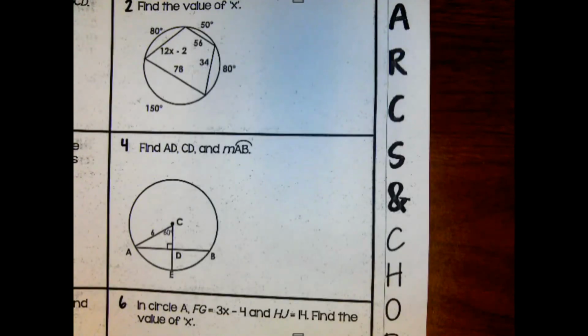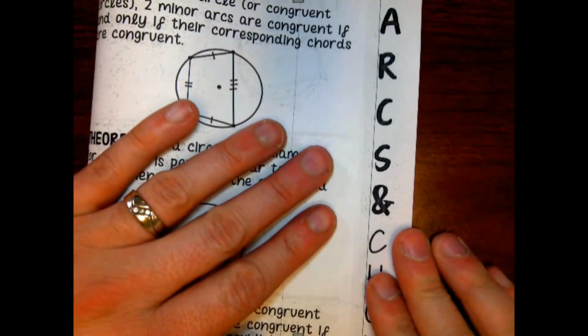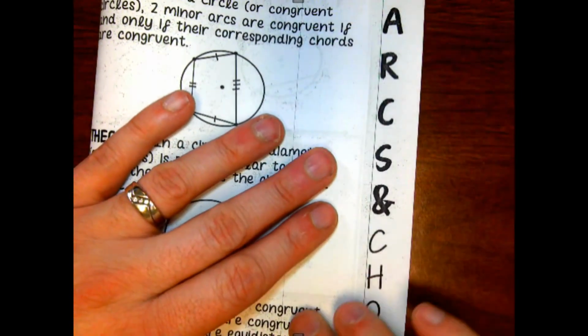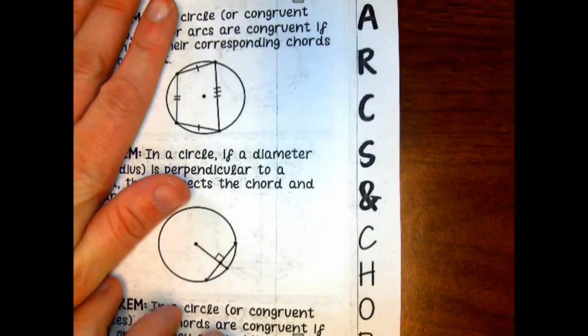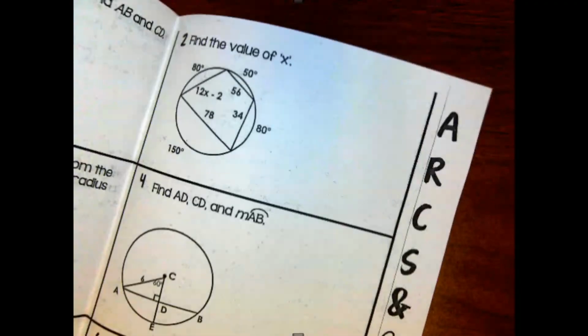All right, next we're talking about arcs and chords. You can go ahead and fold this paper over to here so it doesn't quite cover the letters on the side for the title. And you can cut these flaps when you get a chance.